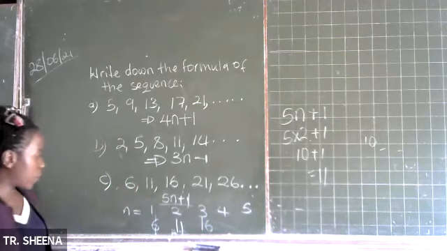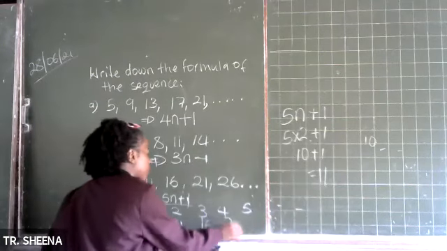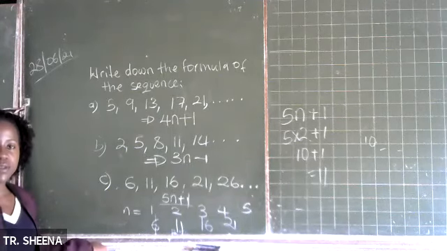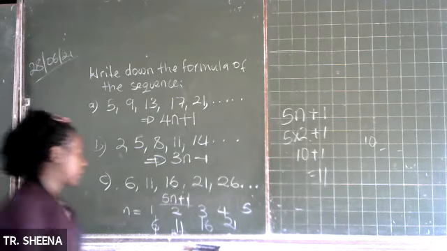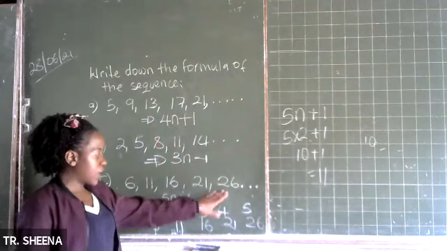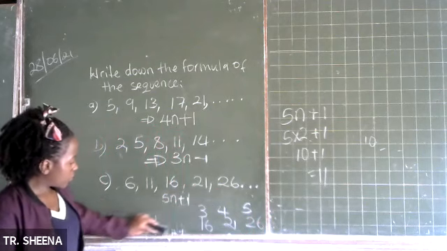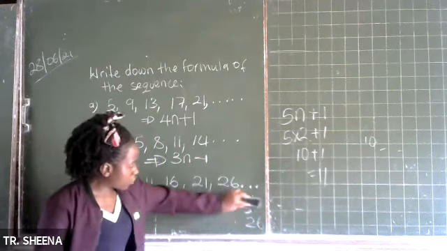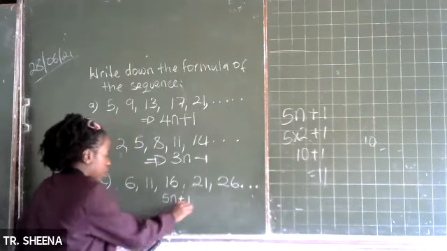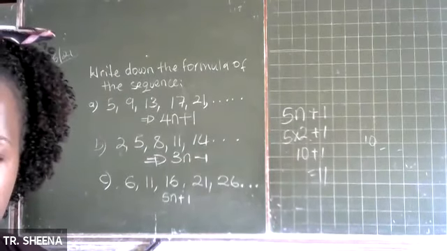What about when you put 4? It should be 21. Don't feel lazy about checking all the terms. Then when you put the 5th one, 5, you get 26. Okay, so once you realize that your formula is giving you all the terms the way they are here, then that is the formula that you take. So this will be our formula, 5n plus 1.